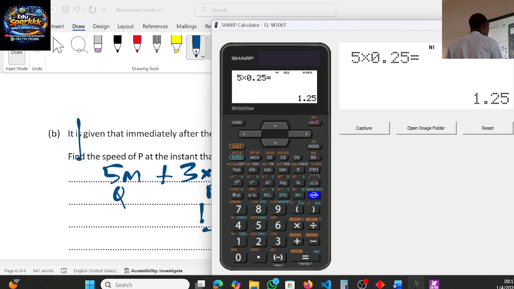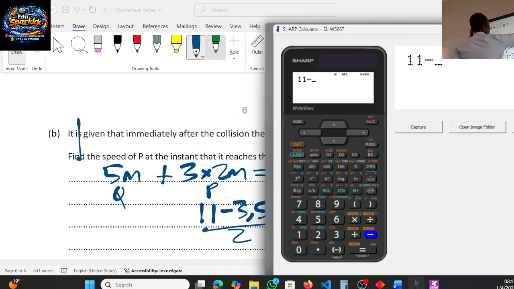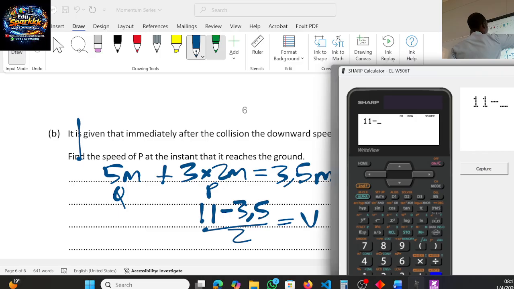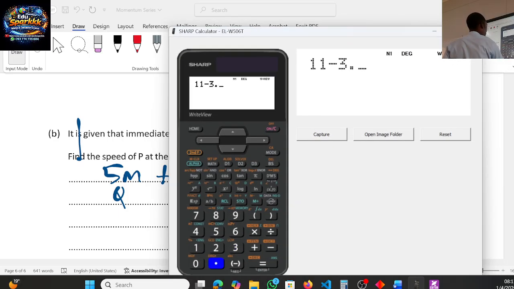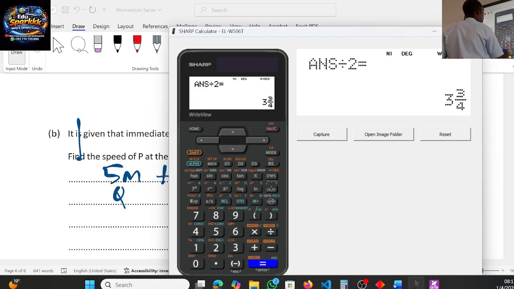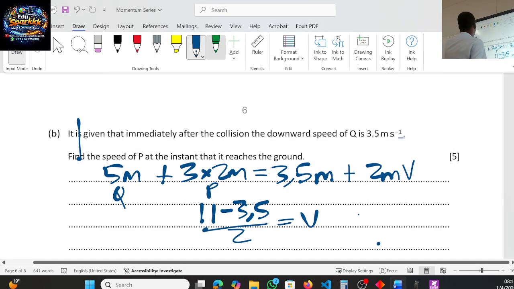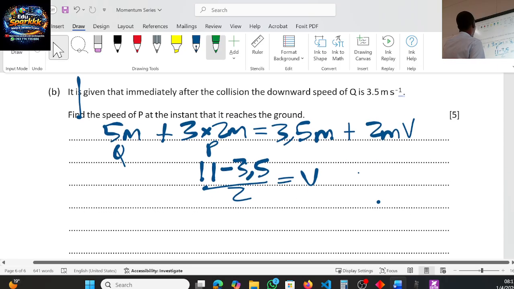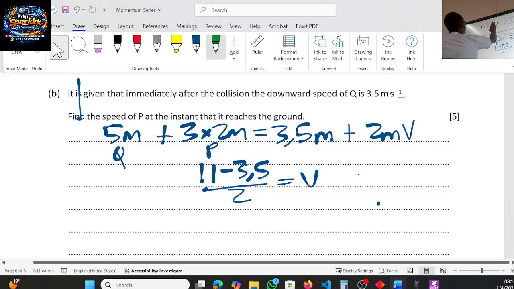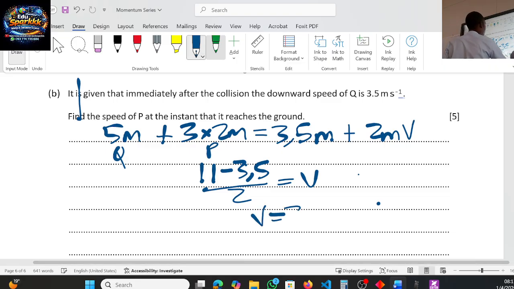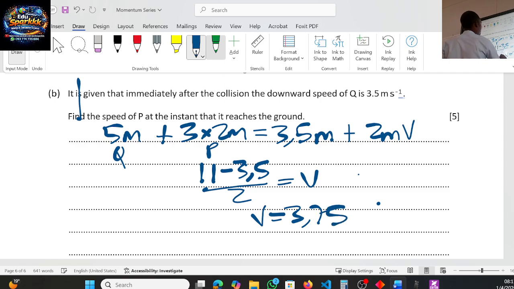Let's have a look. 11 minus 3.5 giving us 7.5. Then we divide this by 2. It gives us 3.75. So the new speed is 3.75. That's the speed of P, 3.75 meters per second. Find the speed of P at the instant that it reaches the ground.